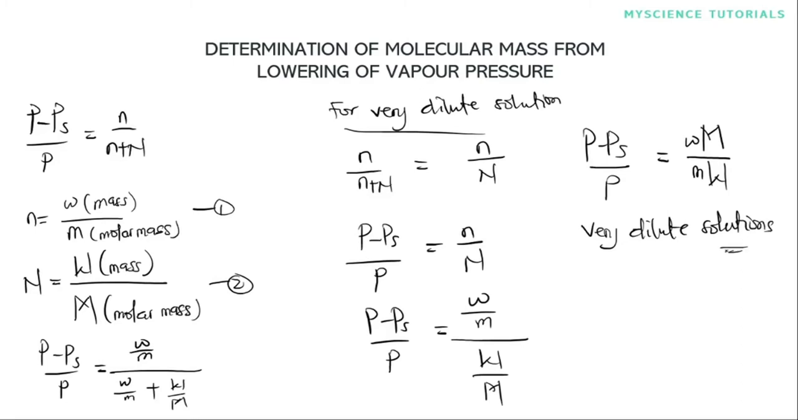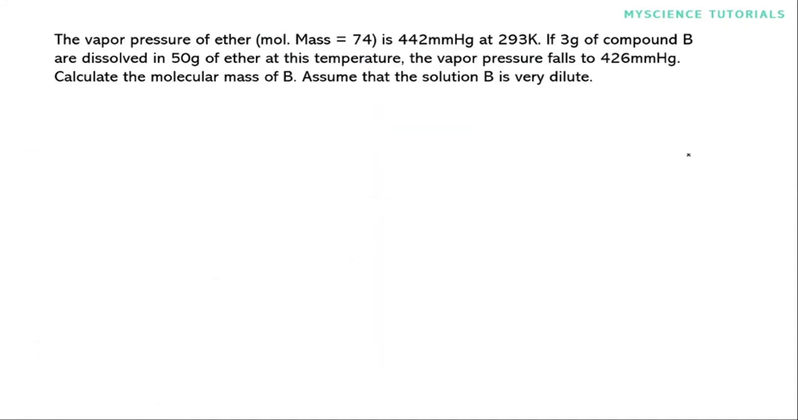Alright, so let's look at two examples on how to use these derivations: the normal one without very dilute solutions, and then the one where we use the very dilute solution formula. The first one: the vapor pressure of ether with a molar mass of 74 is 442 mmHg at 293 Kelvin. If 3 grams of a compound B are dissolved in 50 grams of ether at this temperature, the vapor pressure falls to 426 mmHg. We have to calculate the molar mass of B, assuming that the solution is very dilute. This one, they have been specific: they told us to assume that the solution is very dilute.